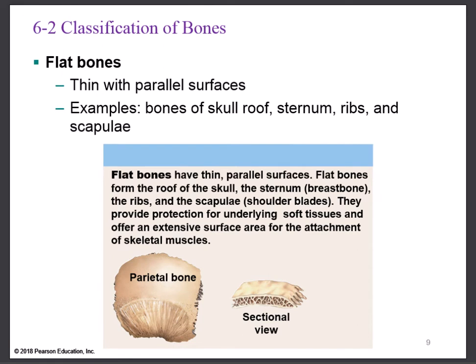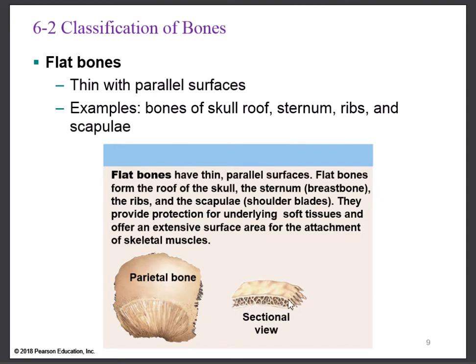Now, a flat bone is a thin bone, right? It has two parallel surfaces running. If you take a look here, they took a section of the parietal bone, which is in the skull, and if we cut it and look at it from the side, you'll see there's a thin layer of bone right here, and then there's a parallel bone running right along here also, and then there's a little bit of spongy bone in between.